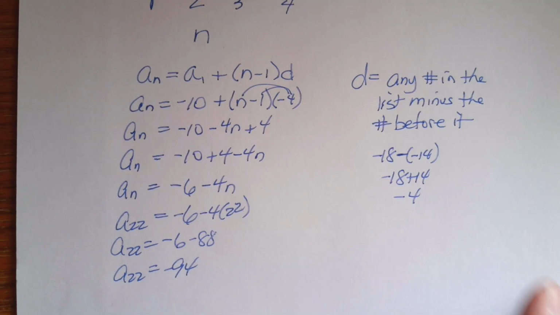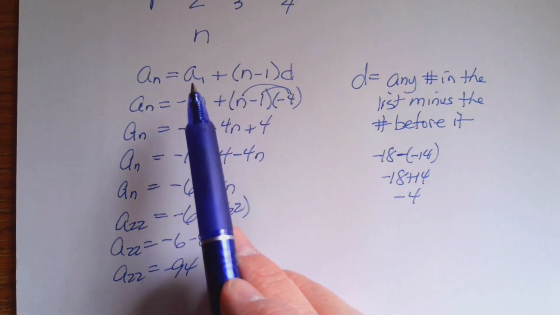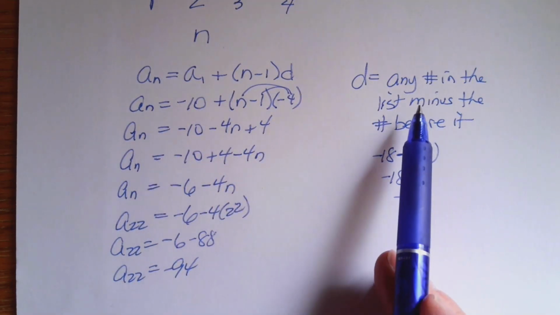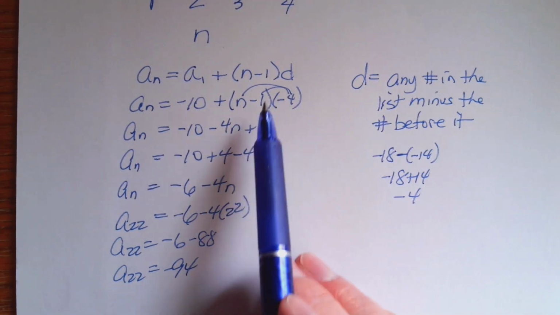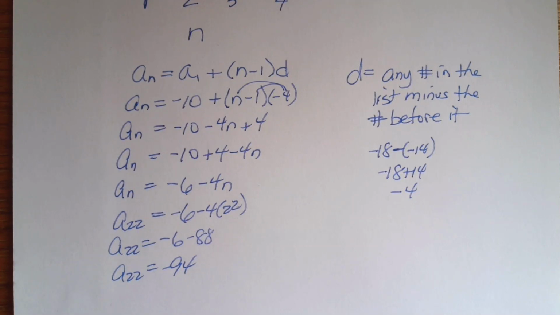That's what you're going to do. You're going to take this formula right here. You're going to plug in the first term right here. You're going to plug in the difference, which gives us this right here. Use this right here to get your difference, distribute that, combine like terms, and you're going to have your formula, and you can get any single term in that sequence.